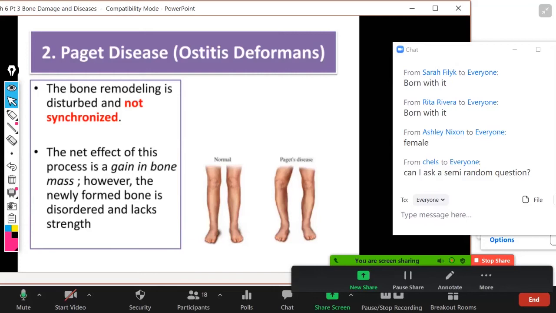But this is an issue with the bone remodeling process. And as it says here, the bone remodeling is just not synchronized. So it's not that the osteoblasts aren't working or the clasts aren't working. It's just they're not working together very well. So the blasts will start building, the clasts will start breaking down, but it's not organized. So it's kind of random. This can cause deformities of the bones, which can weaken them and an increased risk of fractures as well.